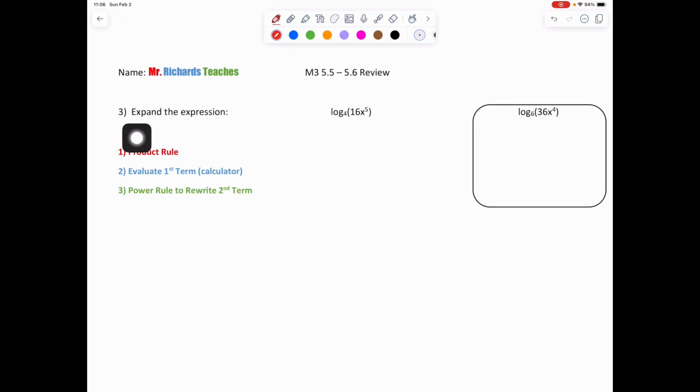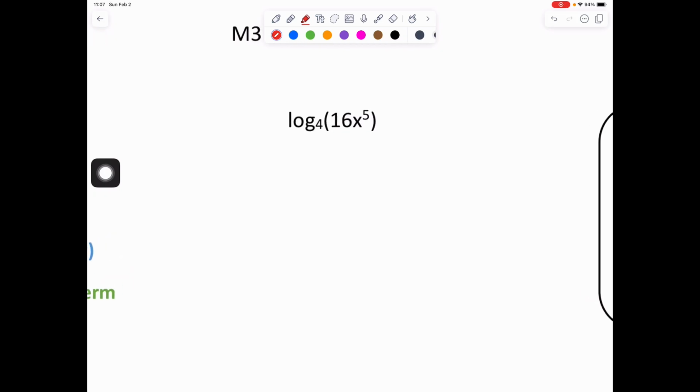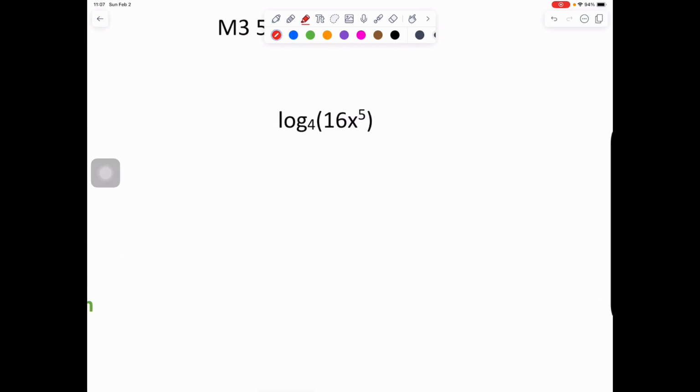On to number 3, we will be expanding the expression log base 4 of 16x to the 5th. Go ahead and pause the video or write down your practice problem. First thing we want to do is apply the product rule. All right, so if we're expanding this, that means they're going to share a component here.